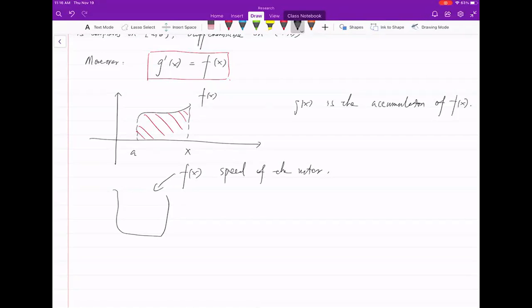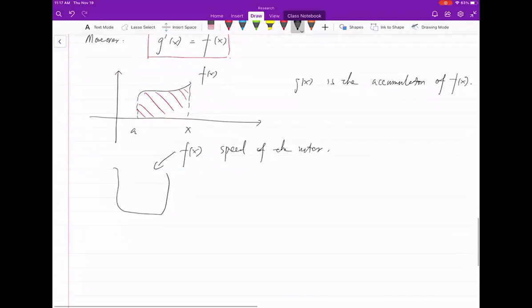Or you can think about it's raining. Good so far? So what's the raining rate at 3 o'clock? That's going to be 2. What's the raining rate at 4 o'clock? That's going to be 1.5. Good so far? What does G(x) do? What G(x) does is actually it counts the total water inside this thing.